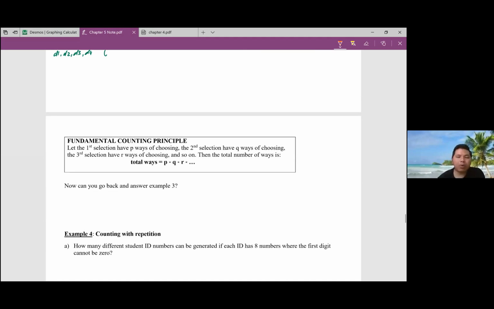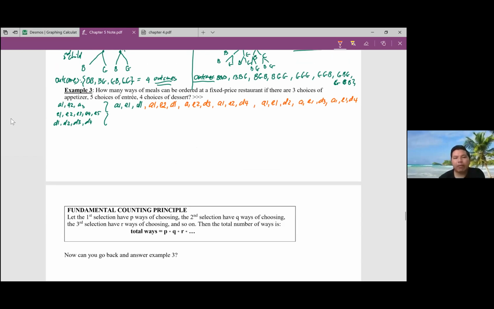So now if we go back to example 3, I have 3 choices of appetizer, 5 choices of entree, and 4 choices of dessert. So if I want to find out everything, the total outcome will be 3 times 5 times 4. This will give me 60 different outcomes.